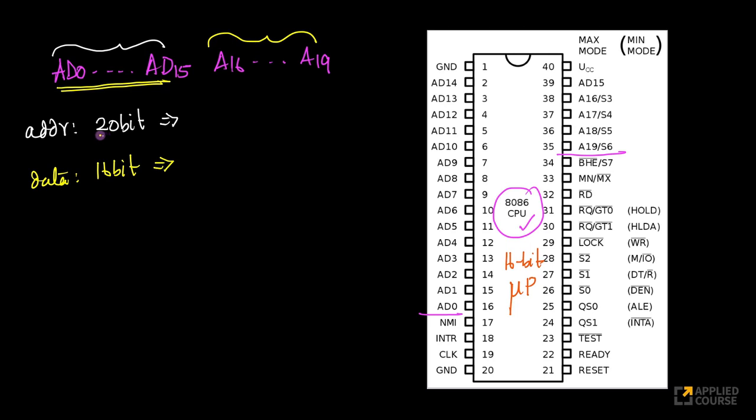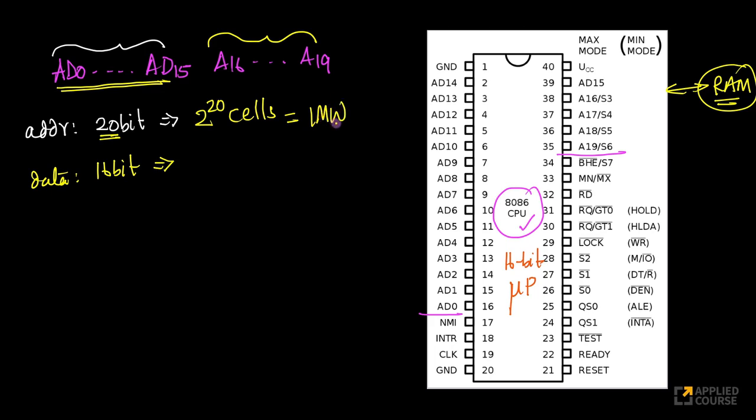Because the address is 20-bit, how many words or cells can I have? I can have 2 power 20 cells. If this is connected to a RAM, what is the maximum size of this RAM or main memory? 2 power 20 cells, right? What is 2 power 20? 1 mega cells or words, right?